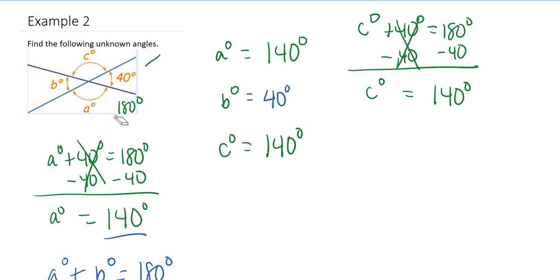So let's notice something here. Let's go ahead and erase all of this. You see that all these different angles are pretty connected because B is also 40 degrees.